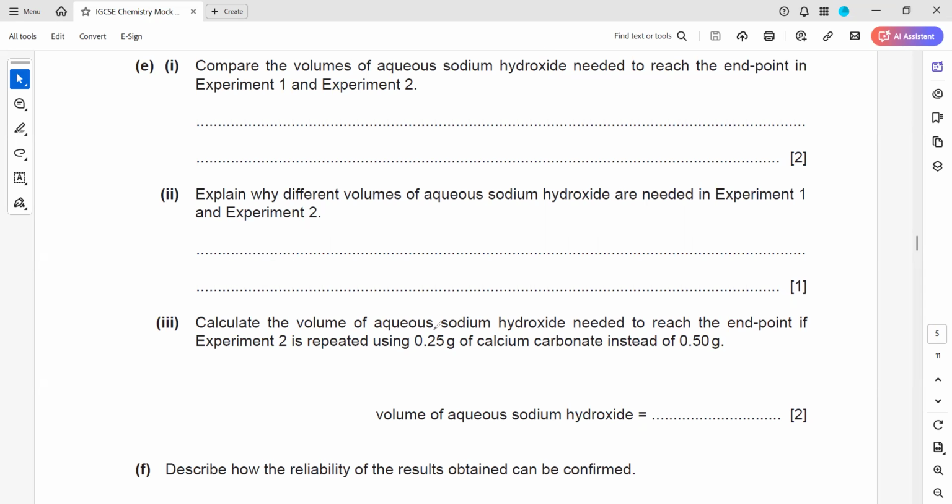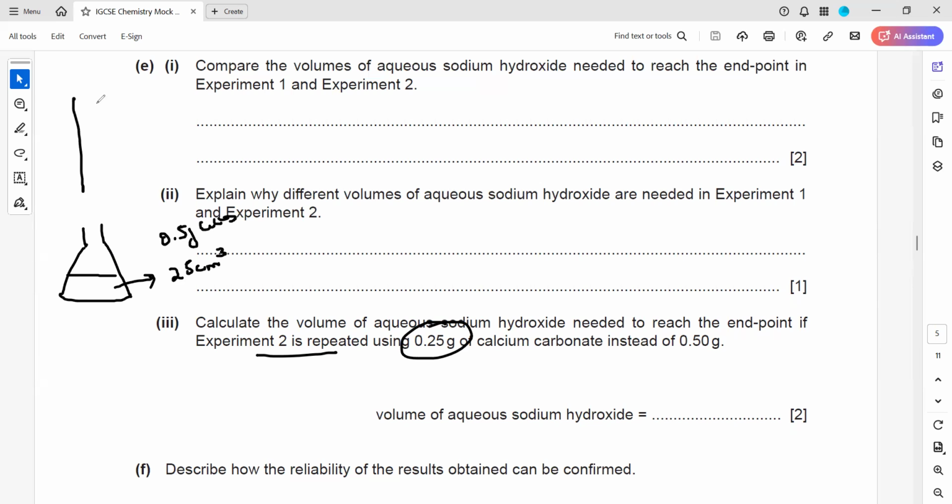The next is: calculate the volume of sodium hydroxide needed to reach an endpoint if experiment 2 was repeated with 0.25 grams of calcium carbonate instead of 0.5. Look, what we did in experiment 2, we had a conical flask and we took 25 cm cube of HCl. In this 25 cm cube of HCl, we added 0.5 grams of calcium carbonate and then we titrated using a burette. We add sodium hydroxide, and how much sodium hydroxide is needed? 6.2 cm cube of sodium hydroxide is needed.